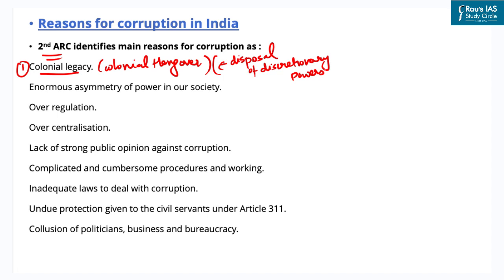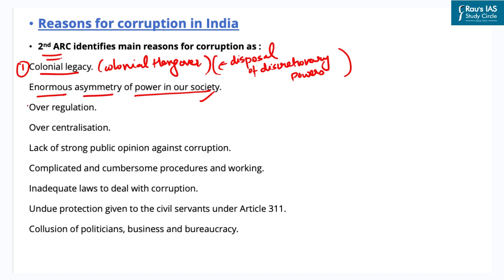Now, the bureaucracy in India is extremely powerful and is given discretionary powers, and this has been provided as a result of the colonial legacy that was present in India. This has also led to enormous asymmetry of power in our society today.